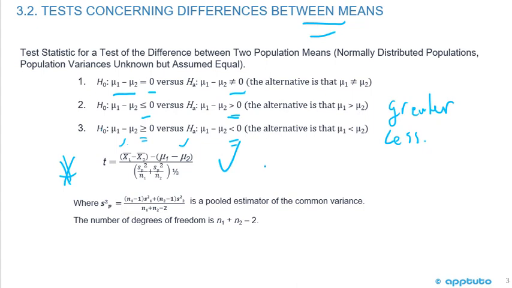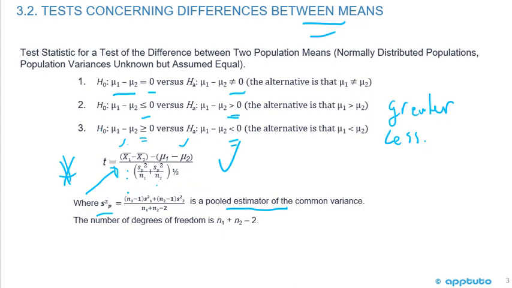That's typically going to be given to you in any type of question, but it's the denominator that's a little bit more tricky. And we can see here we have SP squared over N1 plus SP squared over N2 to the power of 1/2, or the square root. Okay, and what is this SP squared? They call that a pooled estimator of the common variance.